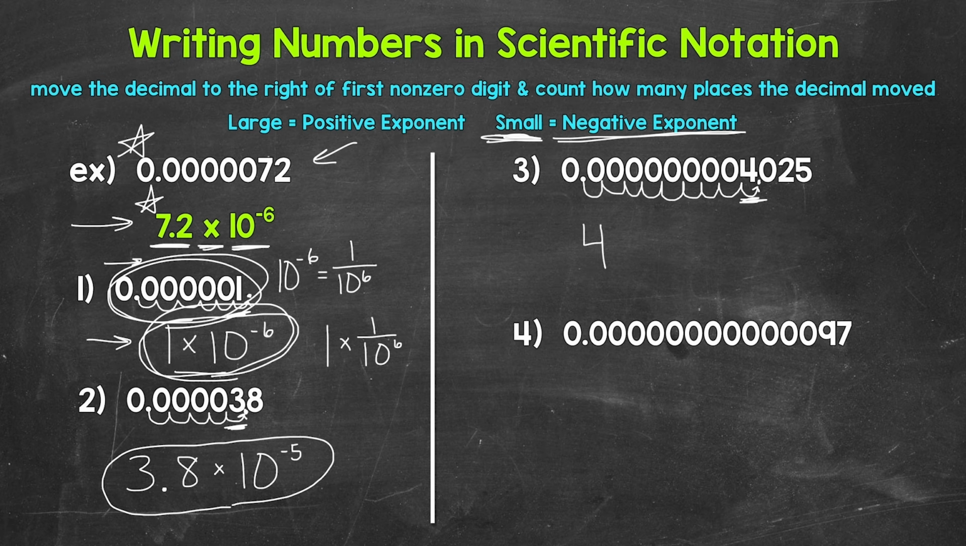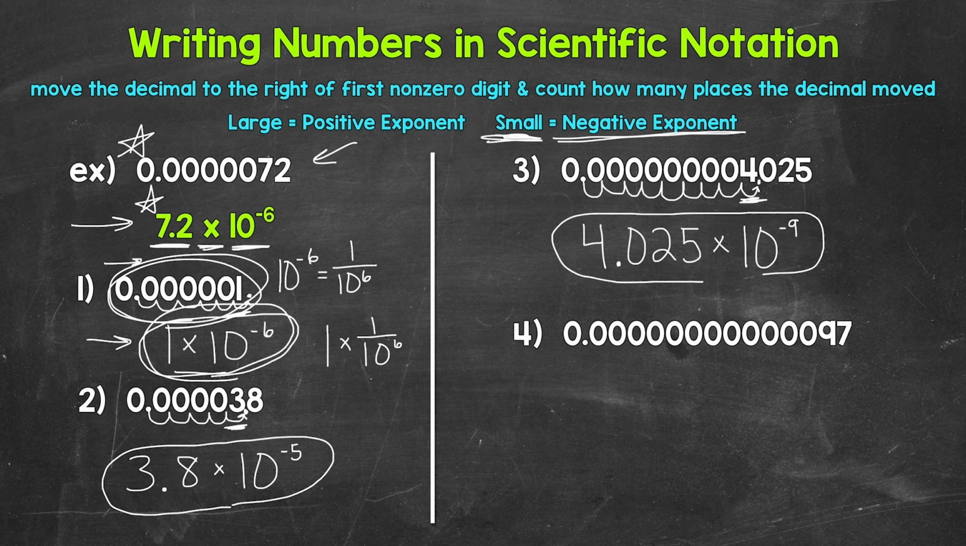So we write out 4.025. And now we need to multiply that by a power of 10. So times 10 to the power of, well, how many places did we move the decimal? 9. So we need a negative 9 here for our exponent. So 4.025 times 10 to the power of negative 9, and that's our scientific notation.